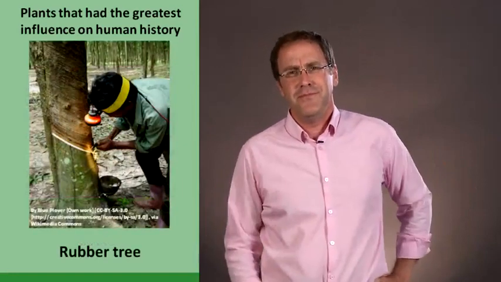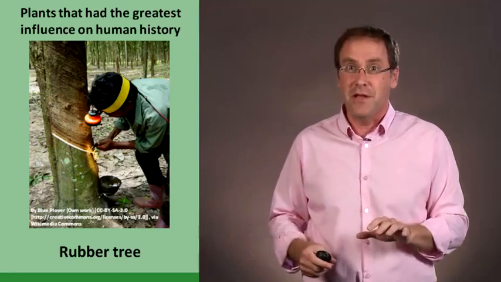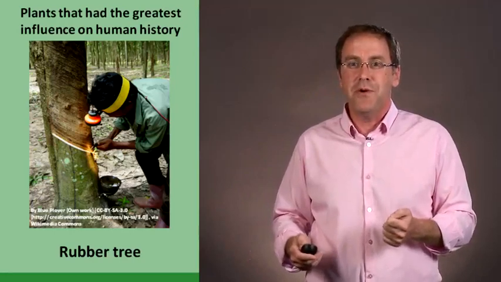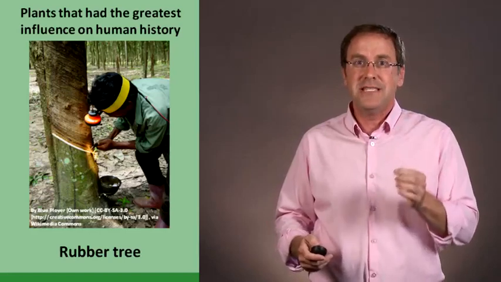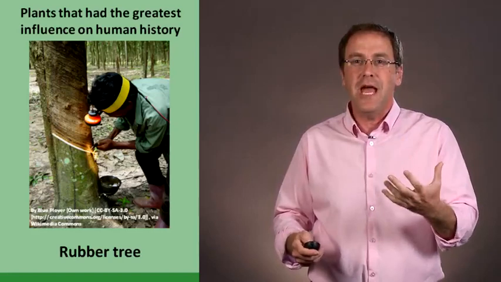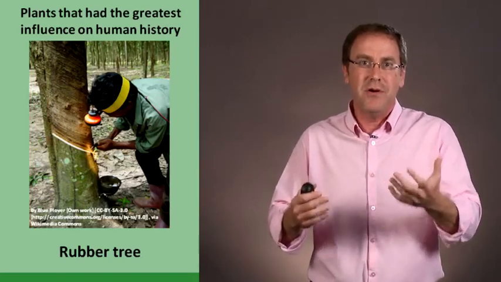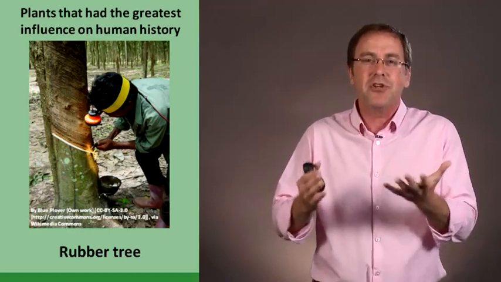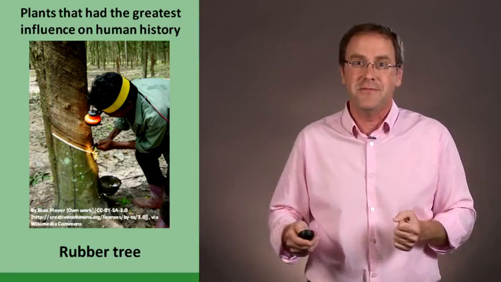The rubber tree. How has the rubber tree affected it? Well, if any of you have ever gone on an airplane, if you've flown anywhere, you're dependent on the rubber tree. Because the rubber that comes from the rubber tree, natural rubber, is the only material that airplane wheels can be made of. There is no synthetic rubber. There's no synthetic type of plastic that can match the characteristics of natural rubber. So without rubber, we would have no air flight.